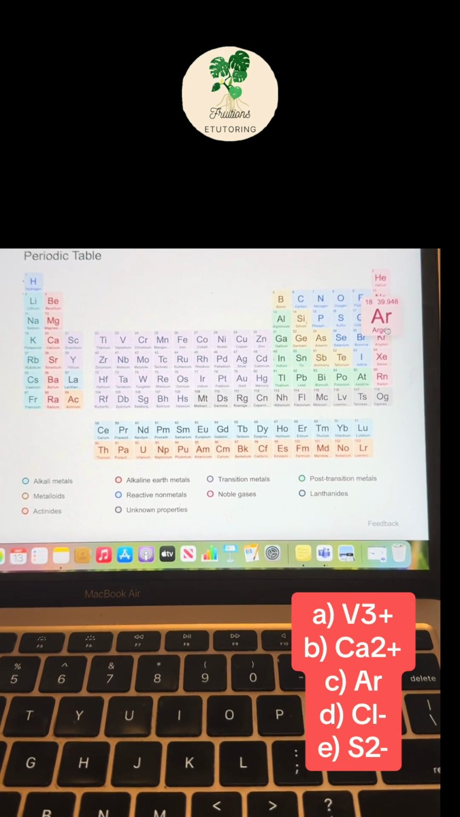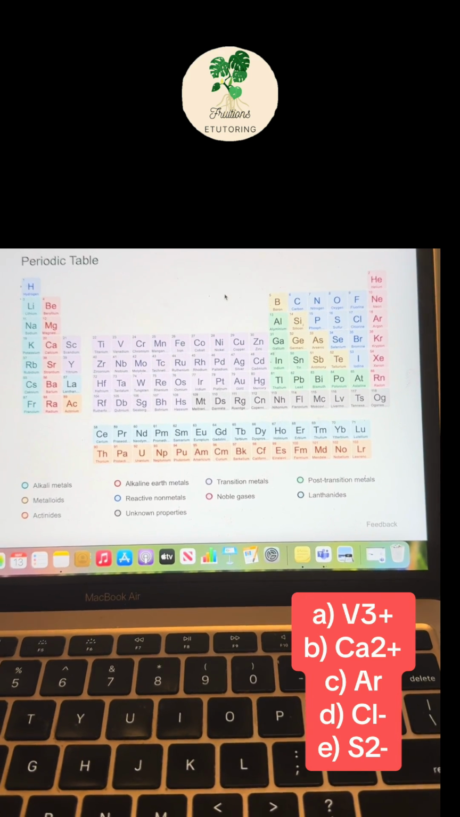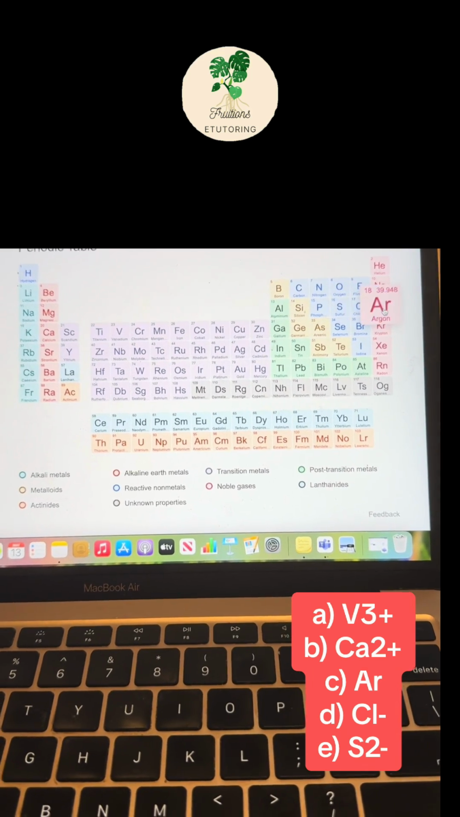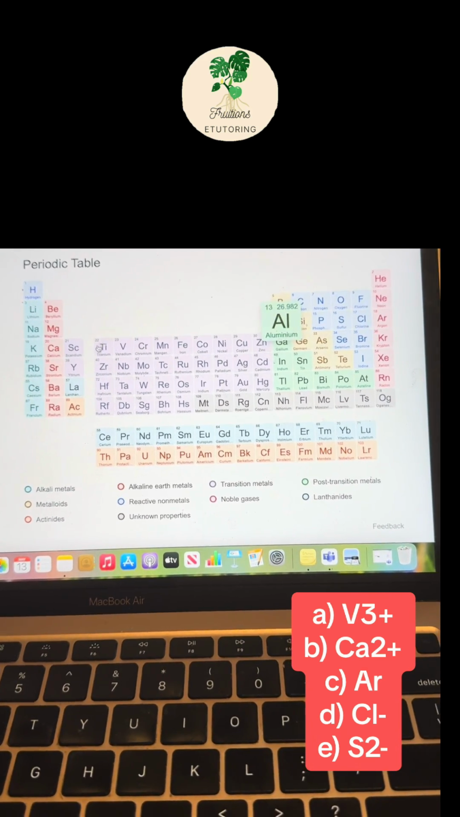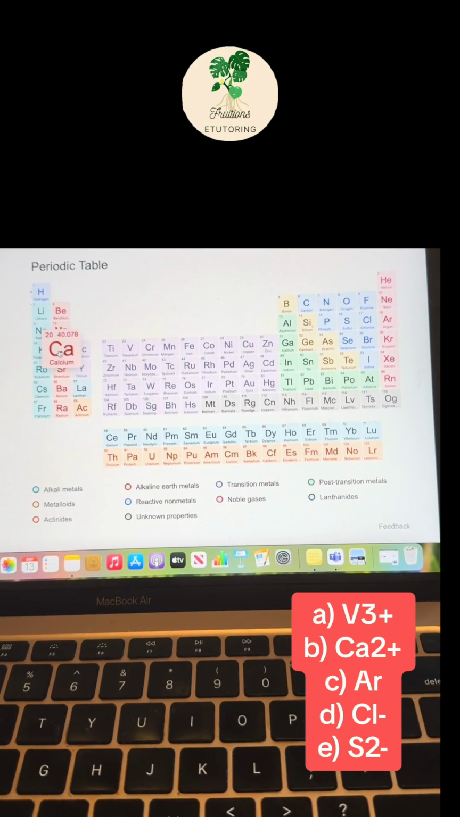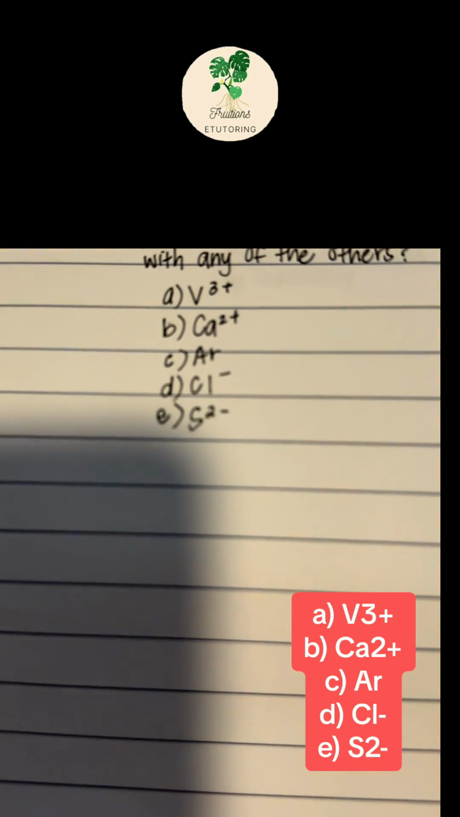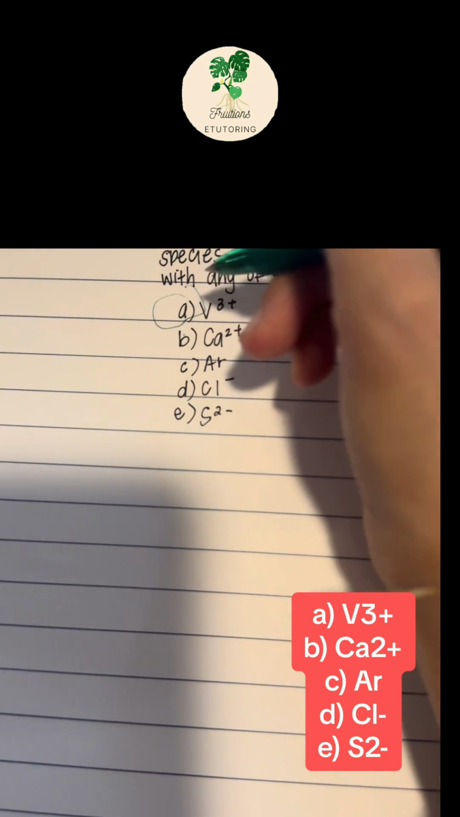So for 4 of those elements, the calcium 2+, the argon, the chlorine 1-, and the sulfur 2-, we all ended up at argon. It was only for the vanadium, the 3+, that we ended up at calcium. So our answer is going to be A.